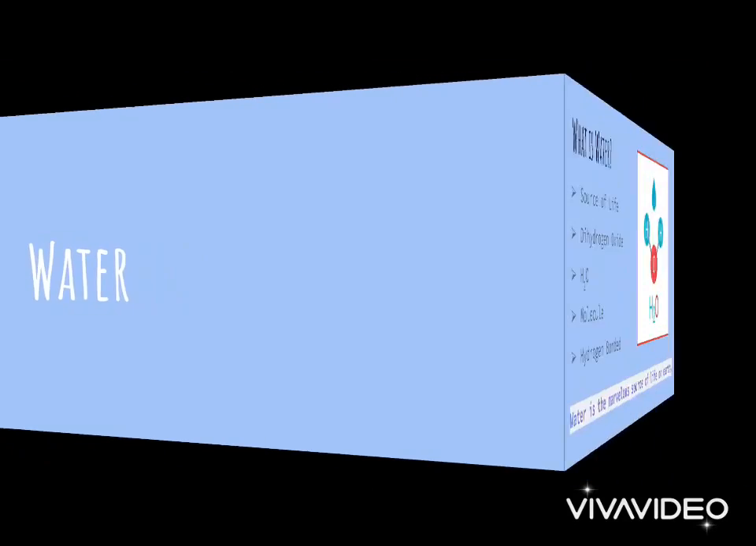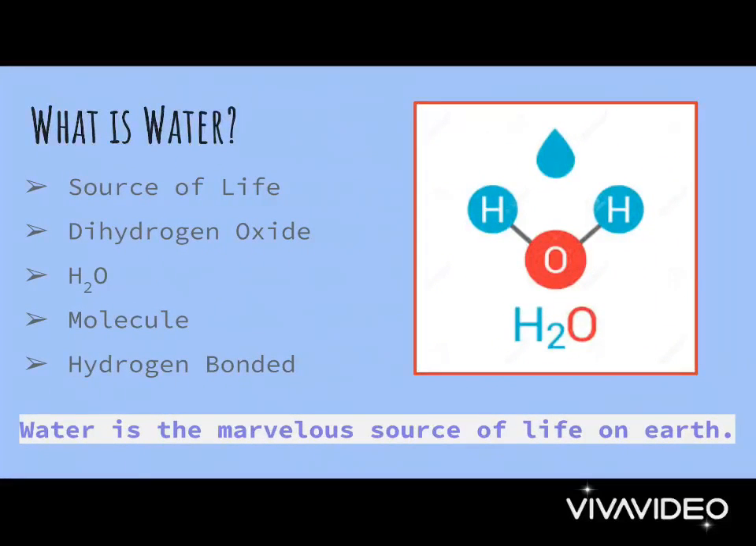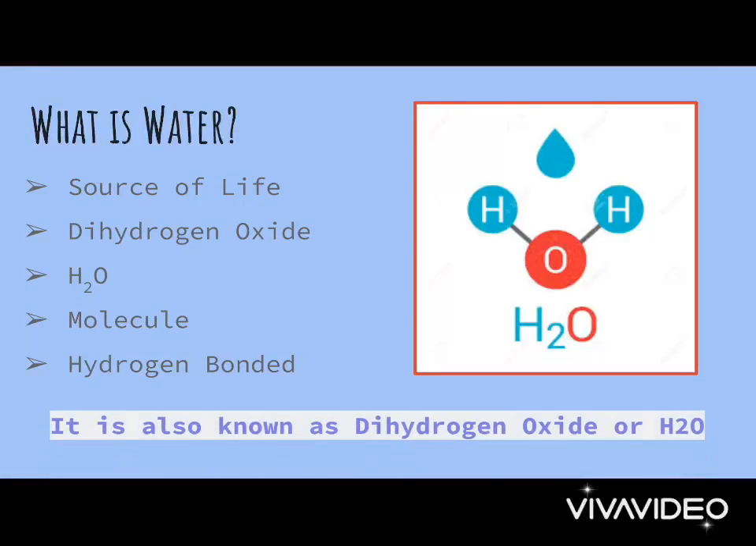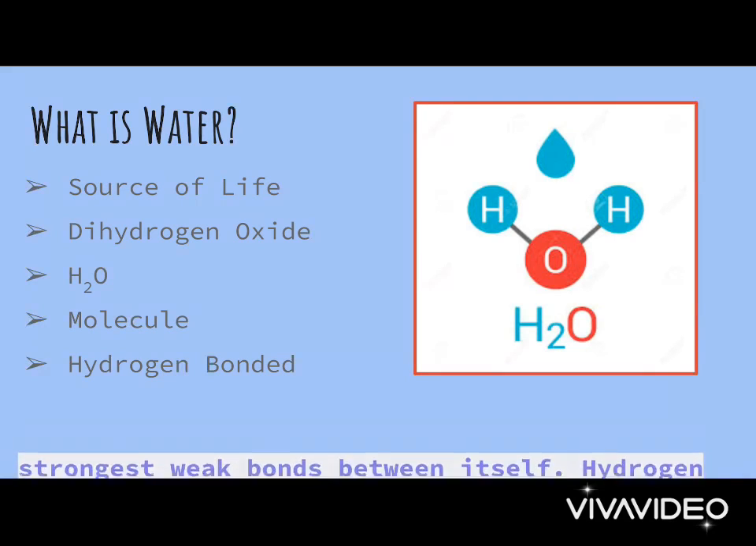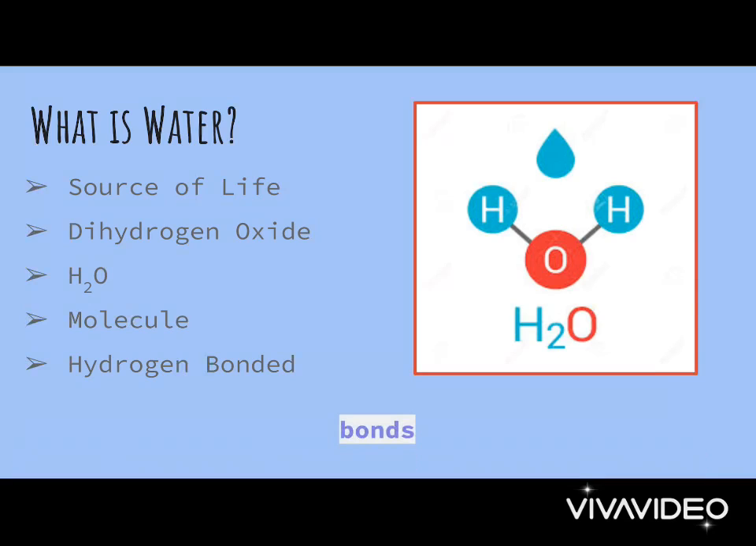The first topic is water. Water is the marvelous source of life on Earth. It is also known as dihydrogen oxide, or H2O. It is a molecule that forms one of the strongest weak bonds between itself, hydrogen bonds.